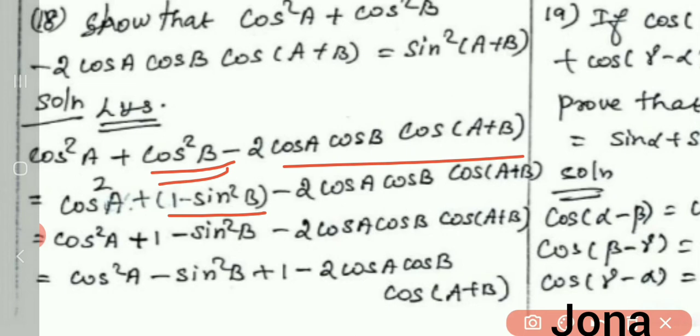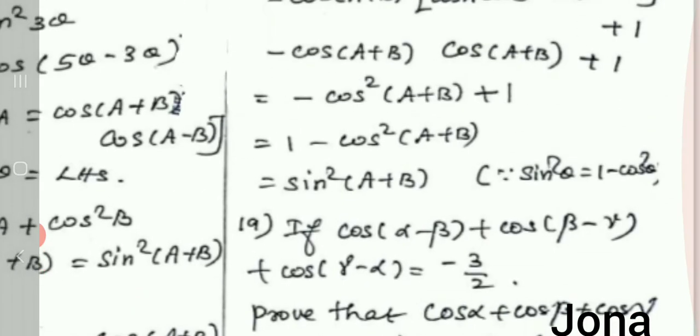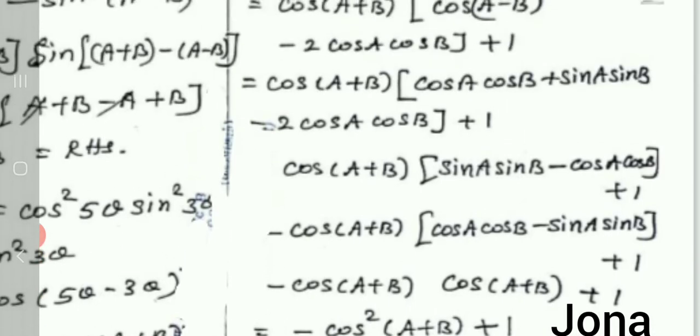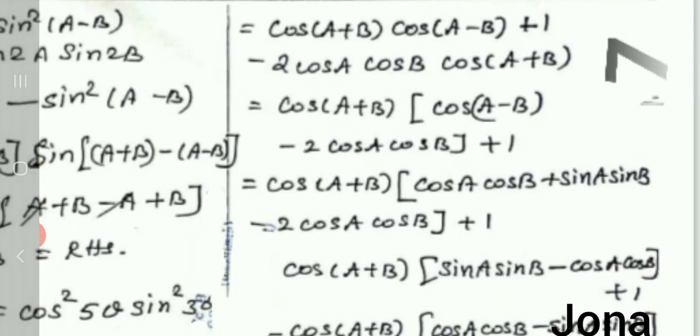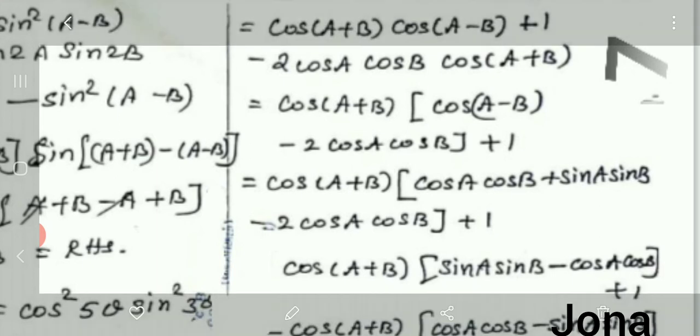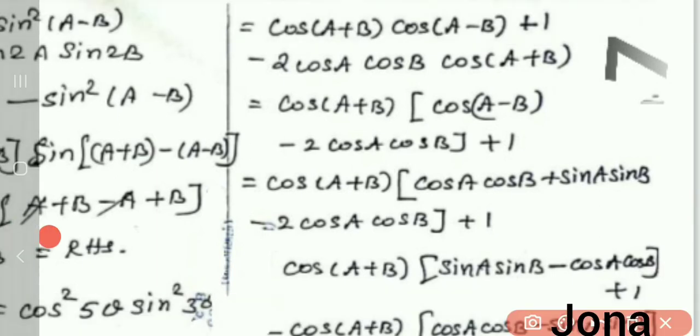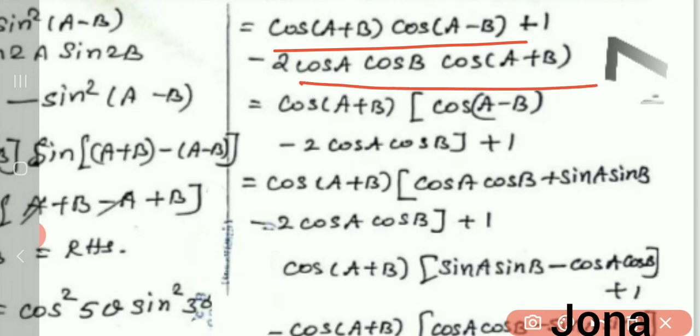And then group this cos square a and this sin square b like this. This 1 minus 2 cos a cos b into cos of a plus b is as it is. We want to keep as it is here. And then this cos square minus sin square can be written as the formula like this, cos of a plus b into cos of a minus b. The remaining things are there, 1 minus 2 cos a cos b cos of a plus b as it is there.